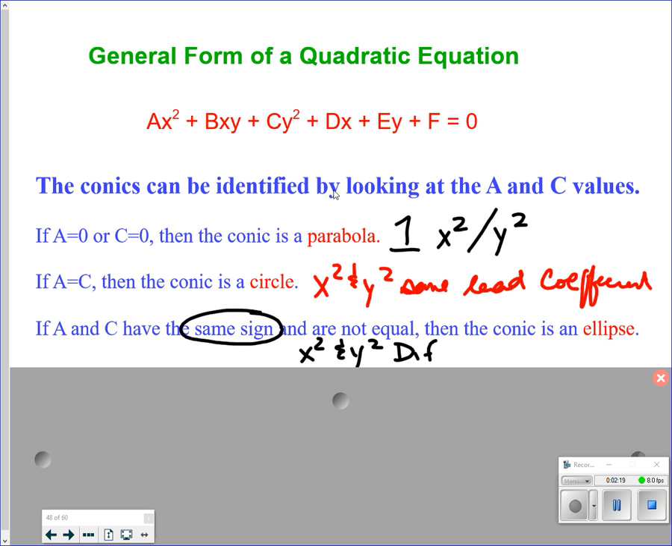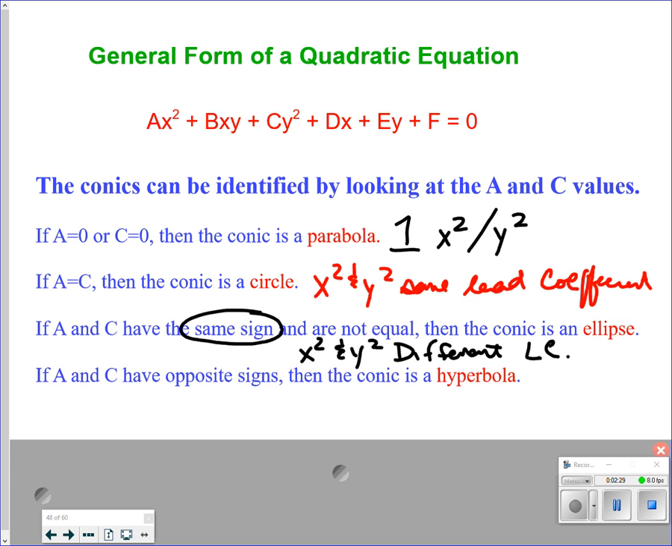but different lead coefficients. If the number in front of the x squared and the number in front of the y squared is different, that makes it an elliptical shape. And the last one, if you have an x squared and a minus y squared, so different or opposite signs, then that makes it a hyperbola.